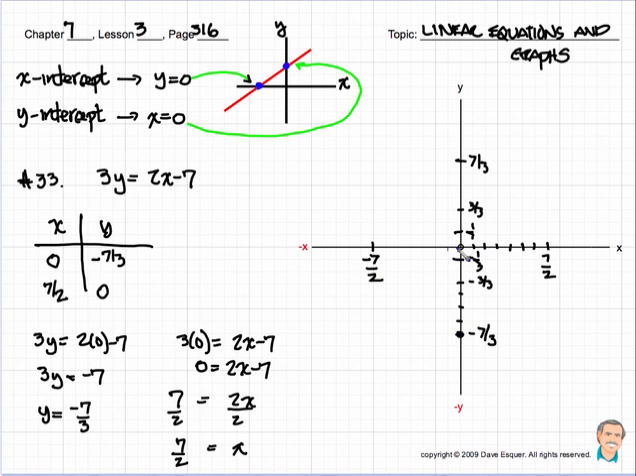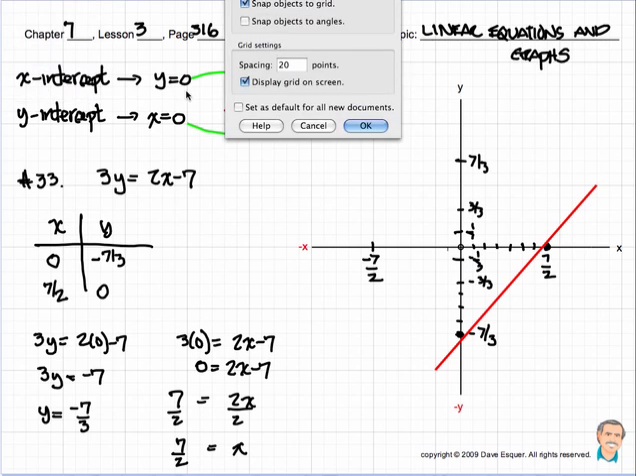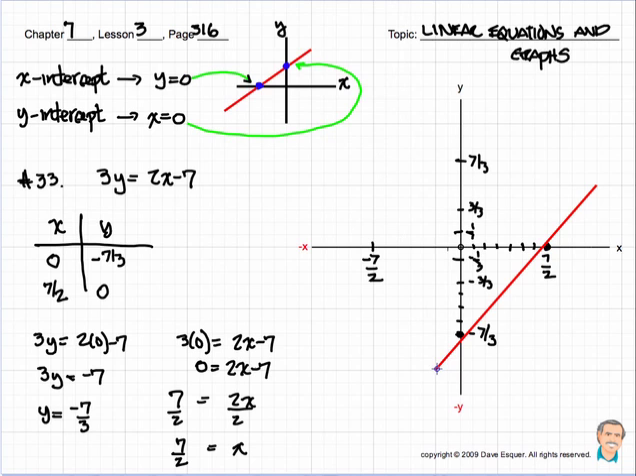So we have (0, negative 7 over 3). There's my point. We have (7 over 2, 0). There's my point. We'll grab our ruler, connect our dots, and our equation looks like something like that. My snap to grid is on, so we should turn that off, and I'll be able to move my lines so that they line up exactly right. Just like that.